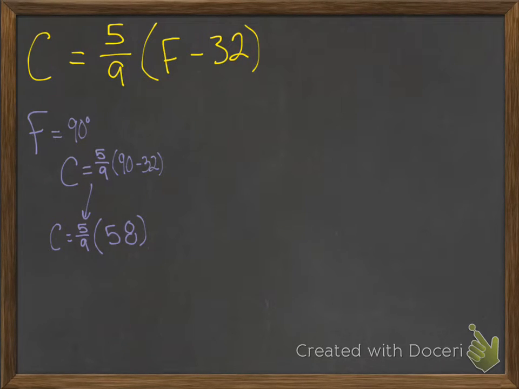So 5/9 times 58, so I'm going to change it all to fractions. 5/9 times 58 over 1, which gives me 290, because 5 times 58 is 290, 9 times 1 is 9, so 290 over 9, which gives me 32 and 8/9 when you put it into a mixed number.